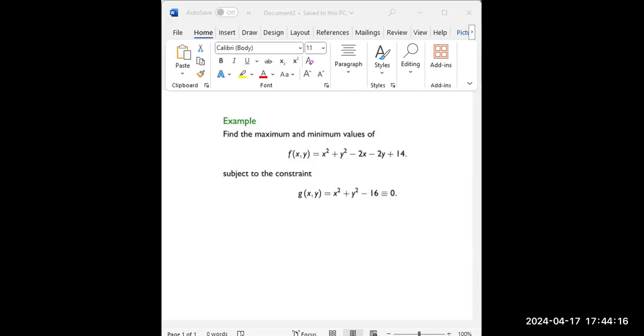2x minus 2 equals 2 lambda x. Excellent. Next one is 2y minus 2 equals 2 lambda y. Excellent. Now what is the next step? So find x in terms of lambda. Very good. So when you have 2x minus 2 equals 2 lambda x, you're trying to find x in terms of lambda. What did you get for x in terms of lambda?